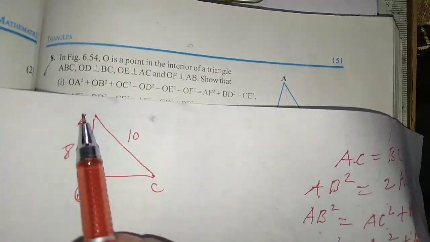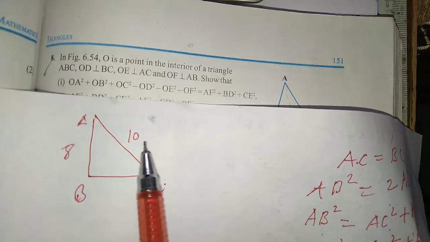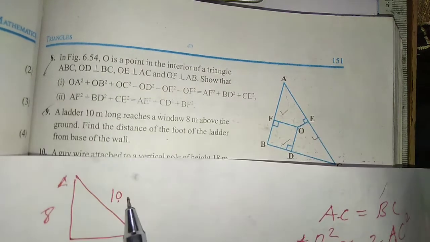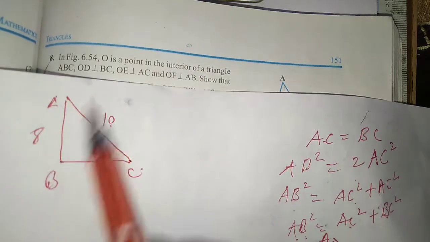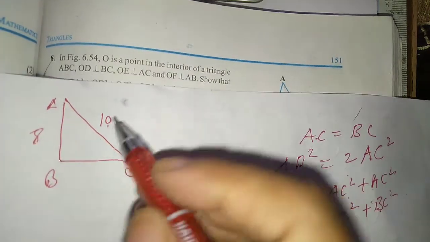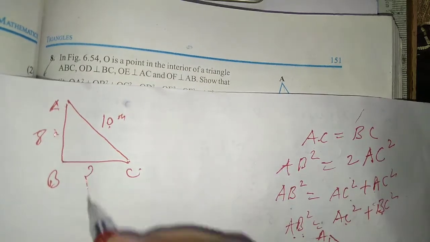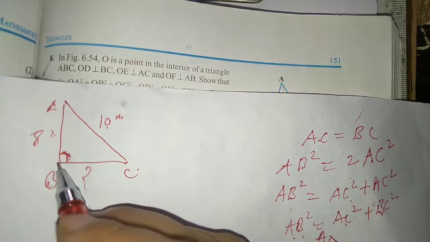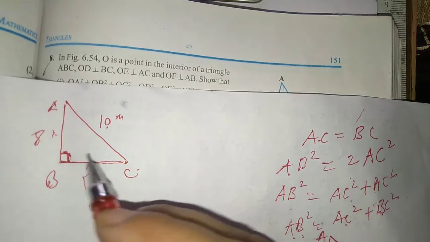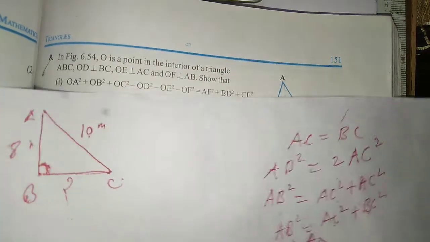So AC is the ladder, this is 10 meter long, and at a height of 8 meter from the ground this is the window, and we have to find the distance here. So this one is 90 degrees because this is the wall and this is the ladder, so between the wall and the ground it is 90 degrees. So here we can apply the Pythagoras theorem.